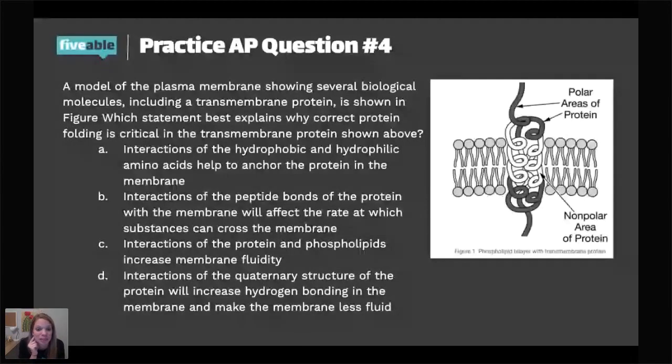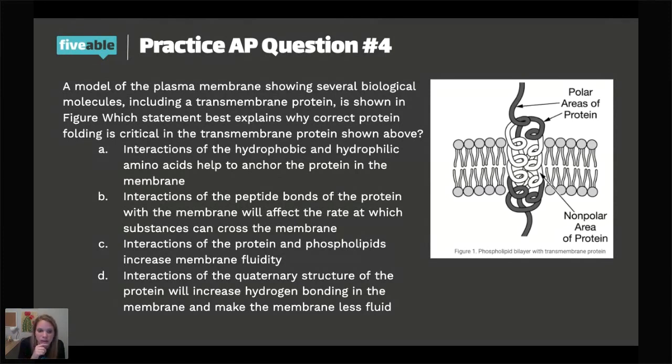Interactions of the hydrophobic and hydrophilic amino acids help to anchor the protein. Okay. So what makes y'all pick A instead of B, C, or D? How did you rule out B? What's wrong with B? Peptide bonds don't interact. Very good, Elena. Peptide bonds are solely between the amine groups and the carboxyl. Perfect. Good job, Shreya, with the membrane.